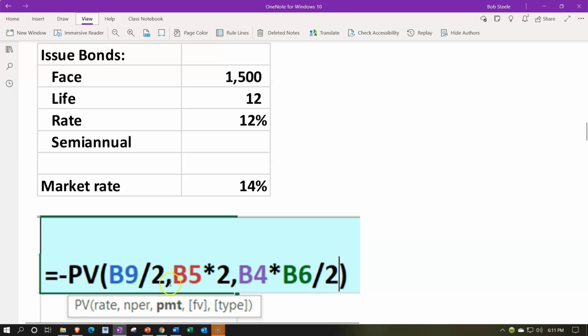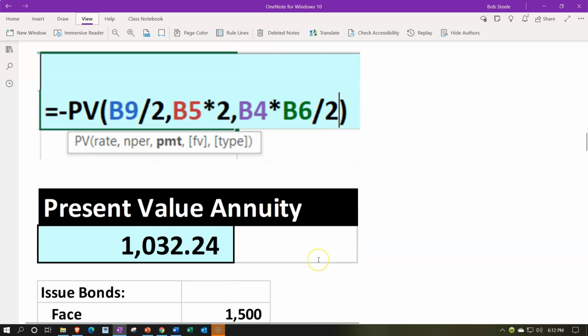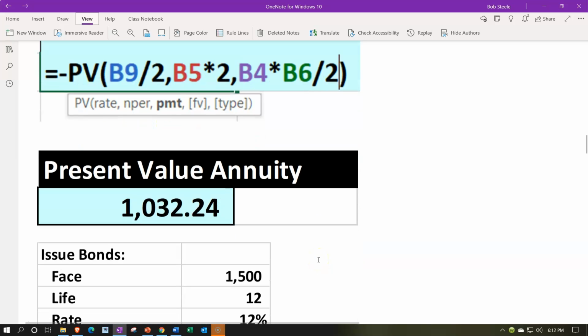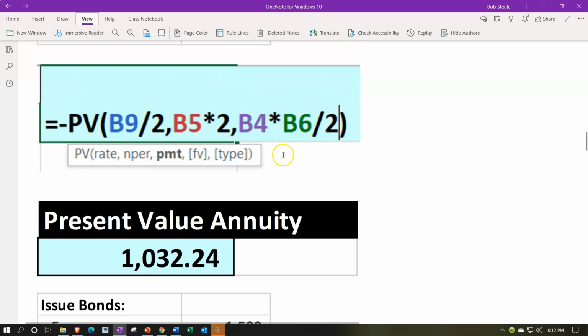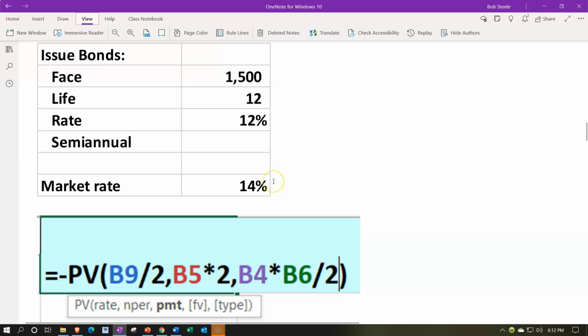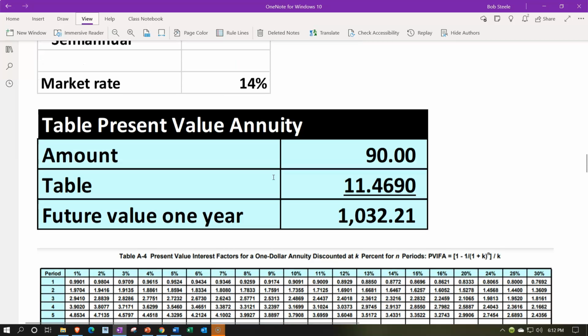Comma, then the number of periods would be 12 times 2. So notice I'm going to reference the cell up here, times 2, and then comma, the payment is going to be the 1,500 times the rate on the bond, 12%, but that would be for a year, divided by 2. So we'd pick up that 1,500 times the 12% divided by 2. That then gives us, once again, the 1,032.24. So it's a little bit more complex. Once you do that a few times, you get used to putting this into a function, and it becomes somewhat clear, but making sure that you get the proper number of periods and the proper percent that lines up to the period is something that needs to be worked on, and making sure that you're getting that right.